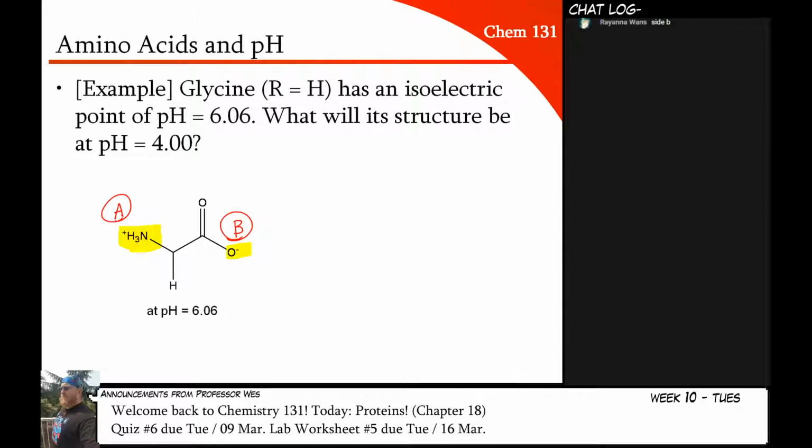So what does side B do? It will become... Side B will gain an H. Very good. Because the pH is low, there is abundant H+, so this will just hop right on here. Side A will remain unchanged, and this is what we get. Excellent.